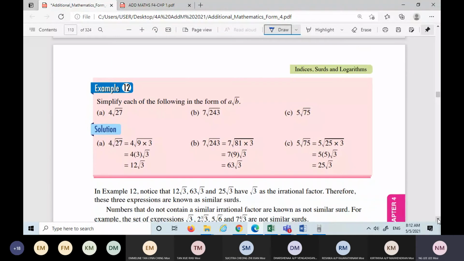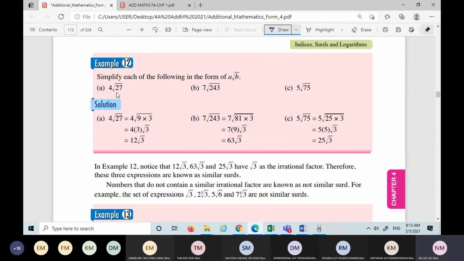Okay, next example. Simplify each of the following in the form of A square root B. So same thing. This 27, you can write it with a perfect square as one of the factors. The perfect square that you can use here is 9. So square root of 9, you get 3. So 4 combined with this 3, 4 times 3 is 12. The square root of 3, nothing can be done already. So you just write back the square root of 3.